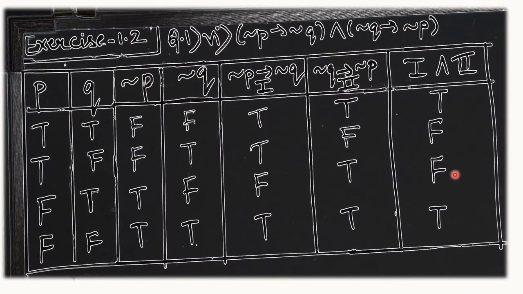So this is the sixth sub question from question number 1. Here only two variables, or two components, are involved: negation of P implies negation of Q, and negation of Q implies negation of P. Let's check. For P: T, T, F, F. For Q: T, F, T, F. Negation of P will be F, F, T, T. And negation of Q will be F, T, F, T. Correct?